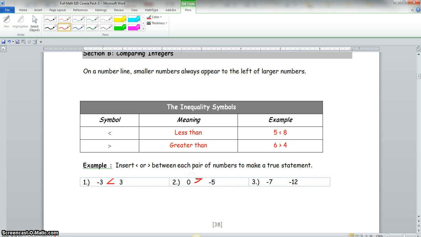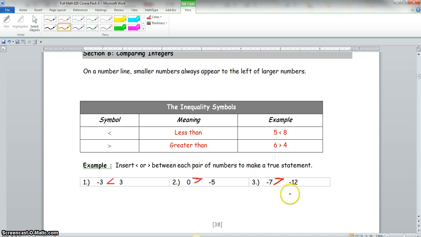Okay, now we go to number 3. Number 3 states -7 and -12. Now whenever you're dealing with two negative numbers, you always look at the negative number that's closest to 0 as to which one is the highest or the largest. So we know -7 is closer to 0 than -12. So our answer here would be -7 is greater than -12.